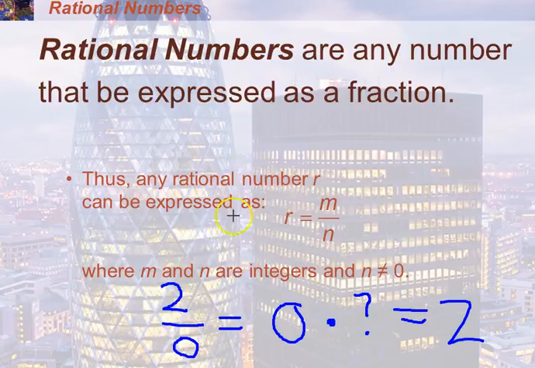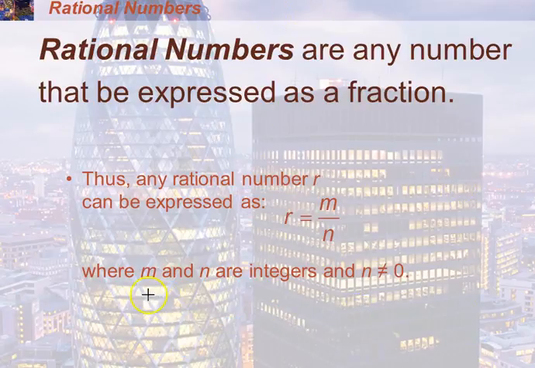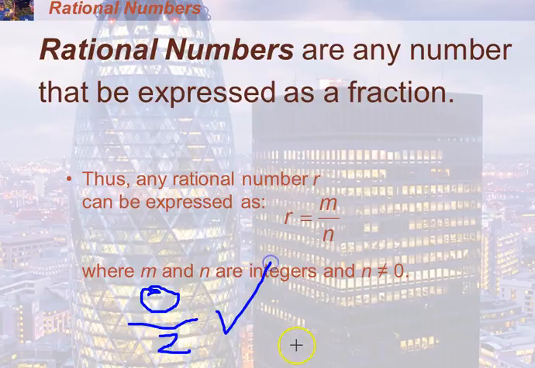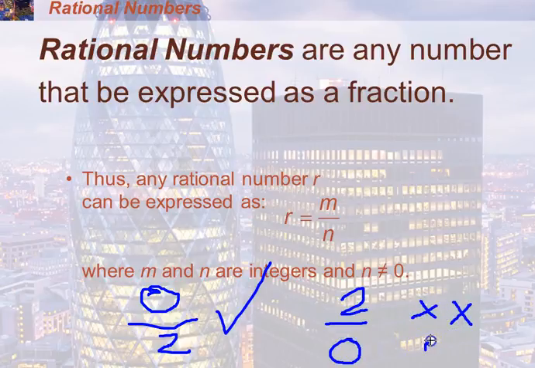Okay, so let's erase that. So 0 over 2 is okay. 2 over 0 is not okay. Right? That's okay because the numerator is 0. That's not okay because the denominator is 0. Okay, so just keep that in mind.